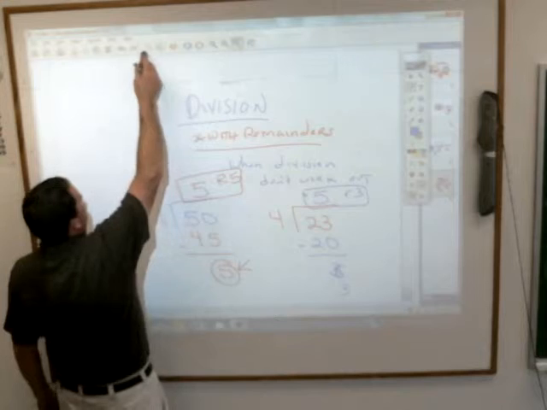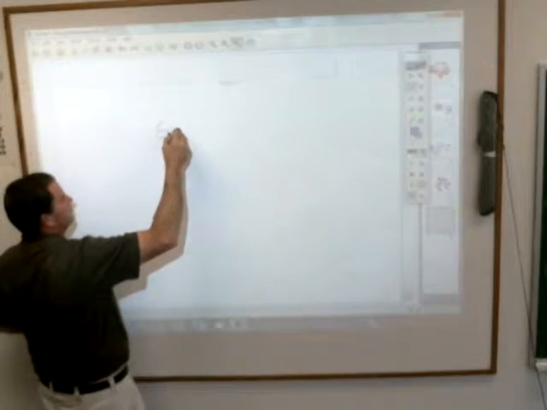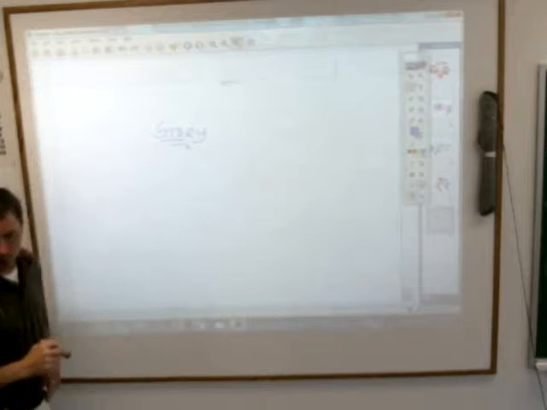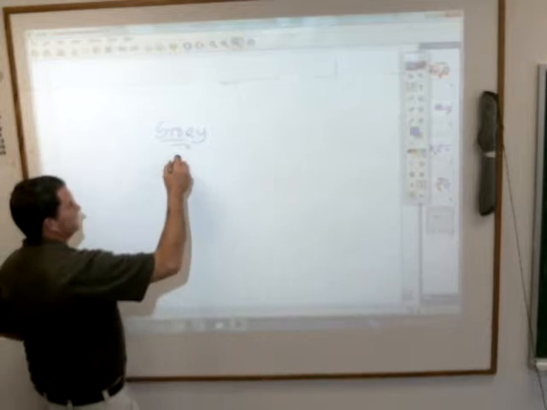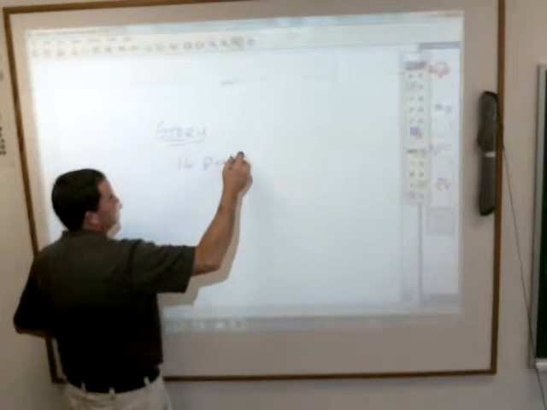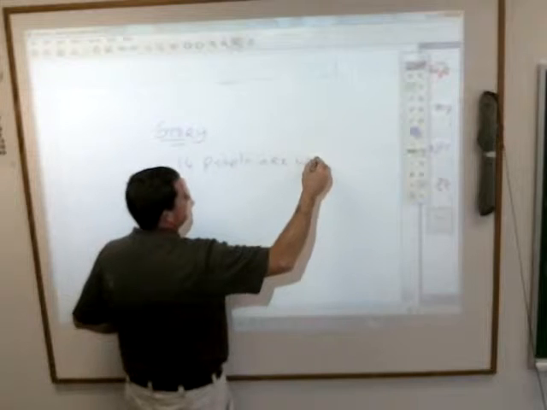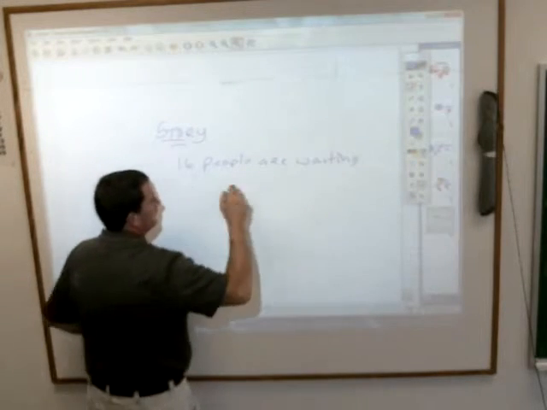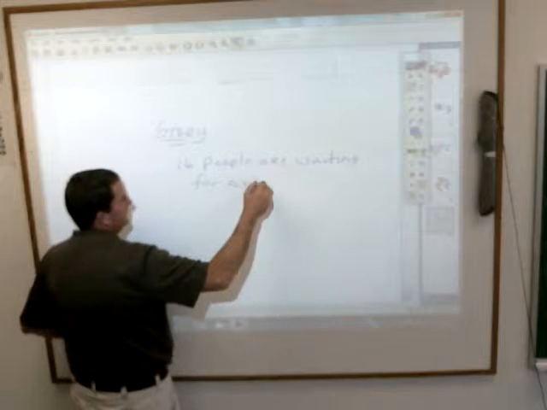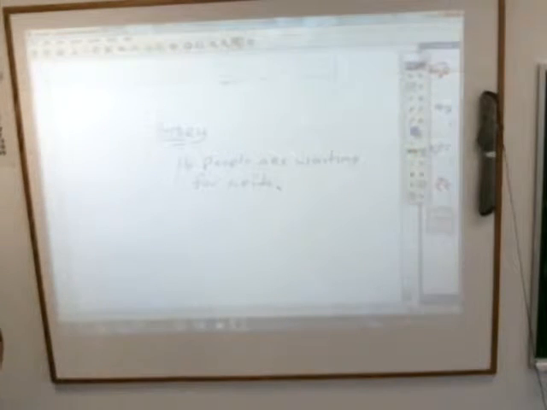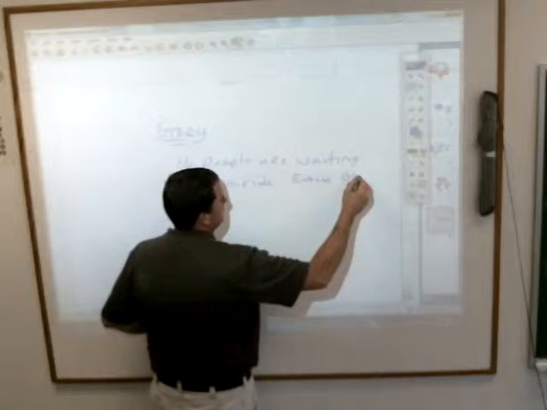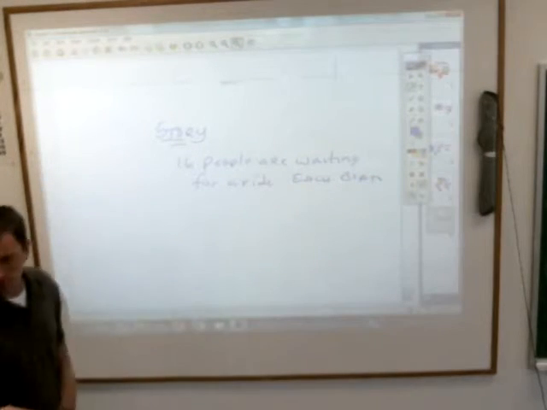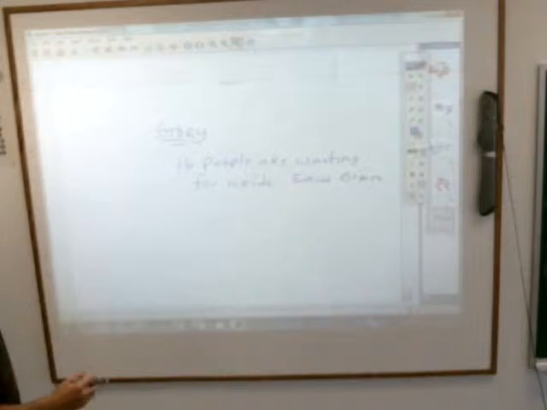Okay, now, in the case of story problems though, write down this problem here. At an amusement park, 16 people are waiting for a ride. I don't know what amusement park that is, but to only have 16 people waiting in the amusement park. Each boat, B-O-A-T, holds 6 people.